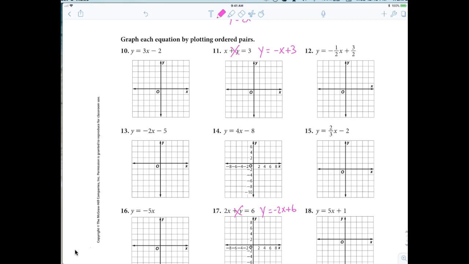God, I'm not gonna get to see that. It's just lunch. I know, but we can do that at receipt. Wait, 17 is y equals negative 2x plus 6. Hold on a second, let me turn this off.